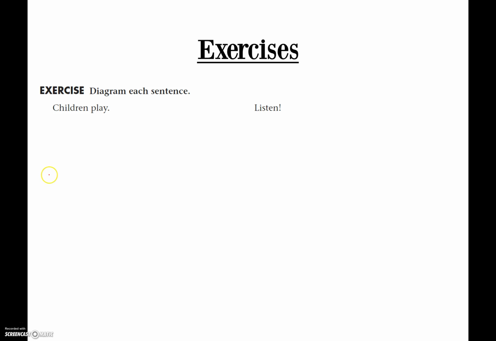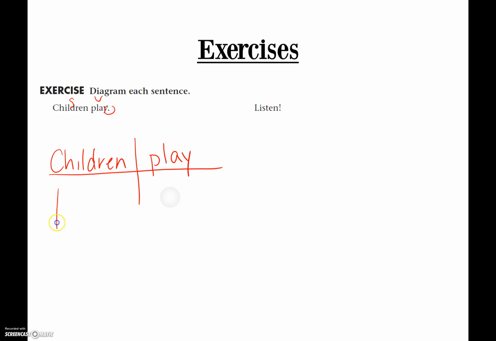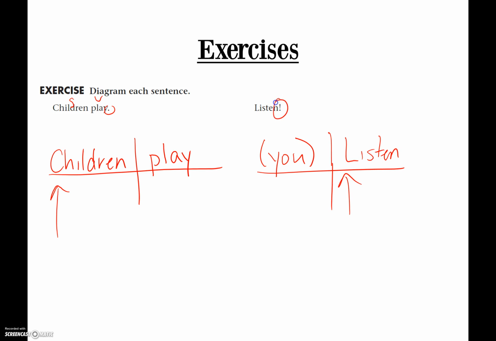In our first example, children play, in our diagram we have a subject and a verb, so we're going to put children capitalized on the left-hand side in the subject position, and play is going to go on the predicate side. We are not going to include that period, and we are going to capitalize children. The second one, listen, has an understood subject. We have listen capitalized on the right because that's our predicate, and we have you, the implied subject, in parentheses. Notice that the L is capitalized and the exclamation point is being excluded.